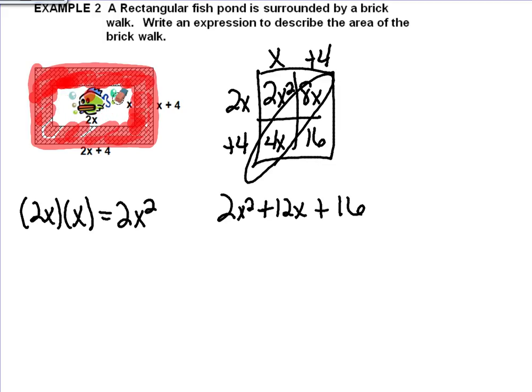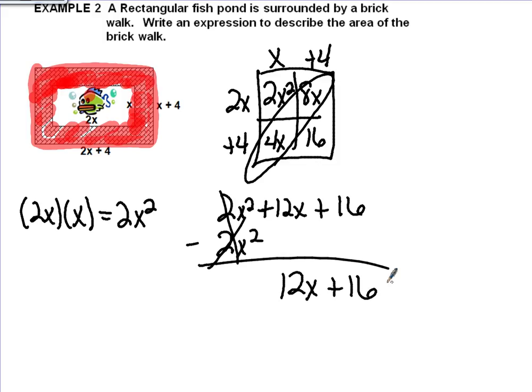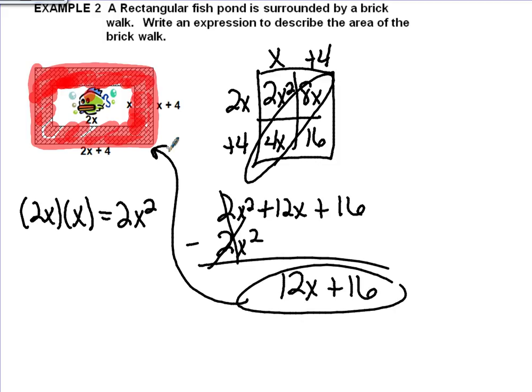So we just cut that hole out, and we got this. So if this equation right here was the whole thing, and this right here was the inside, I'm going to subtract it. 2x squared. So 12x plus 16 is what is left over, and that is the area of the red shaded portion, the brick wall that is surrounding the fish pond.